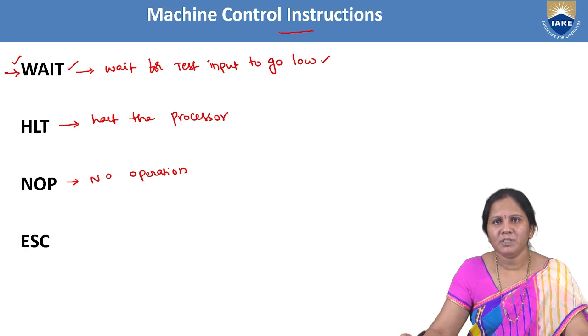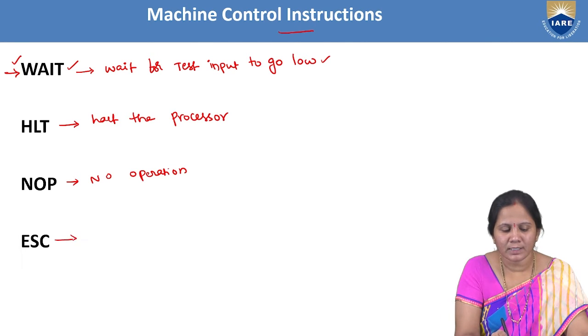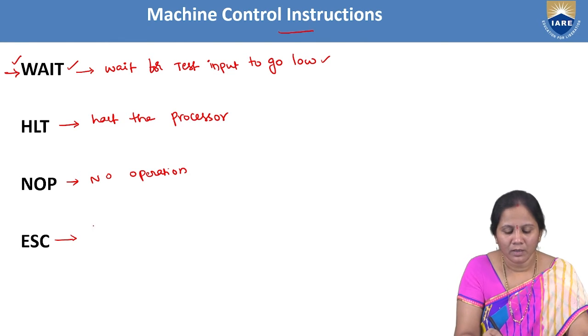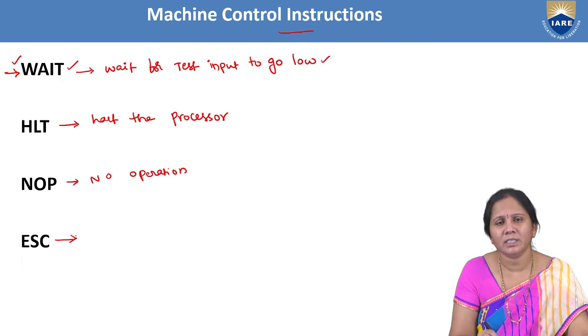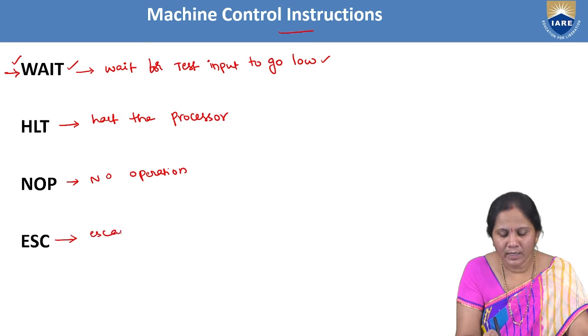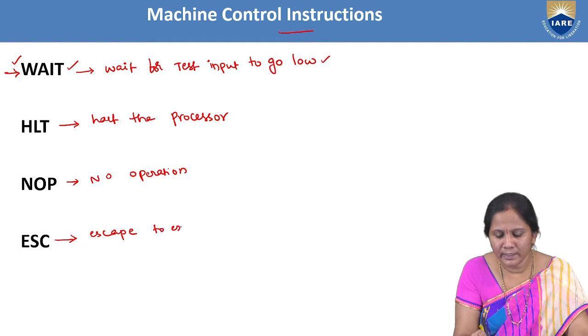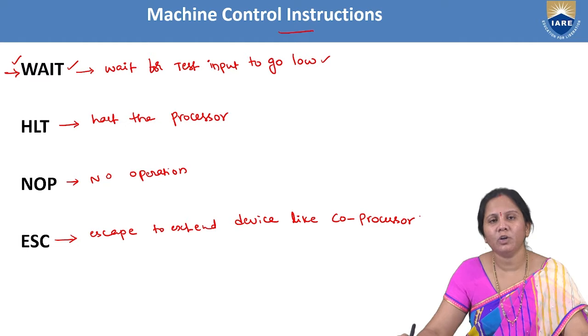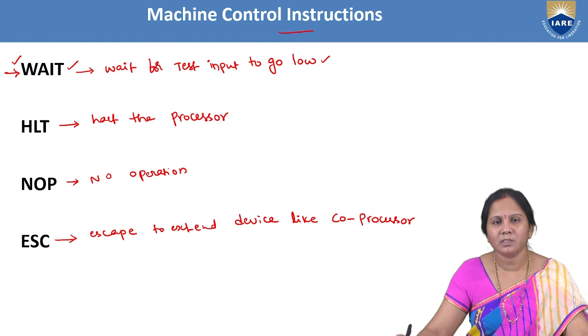And next machine control instruction is ESC. ESC represents escape. This ESC instruction is related to the coprocessor. ESC represents escape to extend to a device like a coprocessor. We will use this ESC instruction when more processors are available along with the main processor.